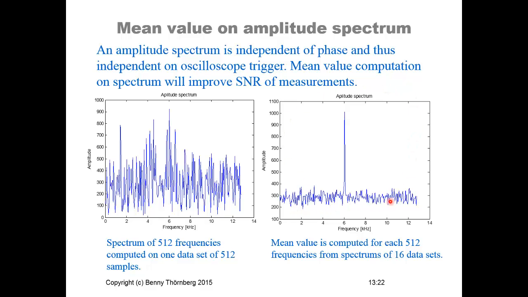So we have been using then 16 of these data sets, 16 of these amplitude spectrums for the computation of the mean value. And now we can clearly see that there is a signal here that is significant compared to the available noise that we now can see. So we have been able to improve the signal to noise ratio for the measurement in this case using the amplitude spectrum and mean value computation.